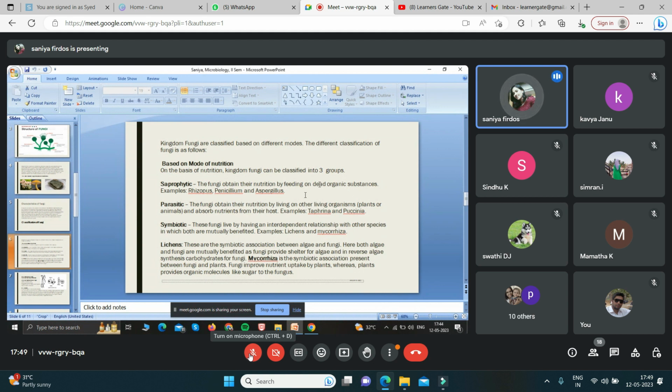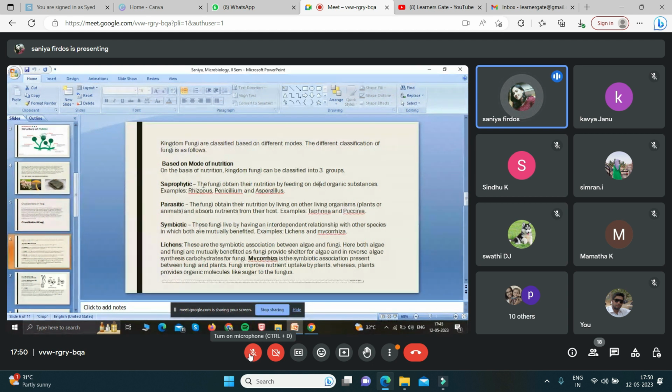So they depend on those organisms such as Rhizopus, Penicillium, and Aspergillus. These are the best example for saprophytic fungus. If we talk about parasitic fungus, they actually obtain the nutrients by living on other living organisms such as plants or animals. They absorb the nutrients from their host. The best example for parasitic fungi is Staphyna and Puccinia.